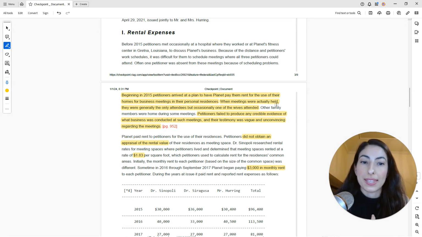And let's see. So the main thing, and the first thing that always gets mentioned in tax court, is basically that there wasn't significant enough proof, right? So they failed to produce credible evidence. That doesn't mean they didn't produce evidence, but they didn't produce evidence that the tax court viewed as credible for what was conducted at such meetings, and their testimony was vague and unconvincing. And so what ends up happening, the most credible evidence for tax court, for the IRS, is contemporaneous. Okay, so what that means is literally in real time.